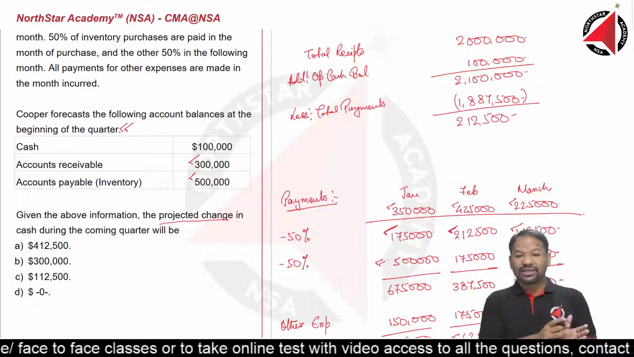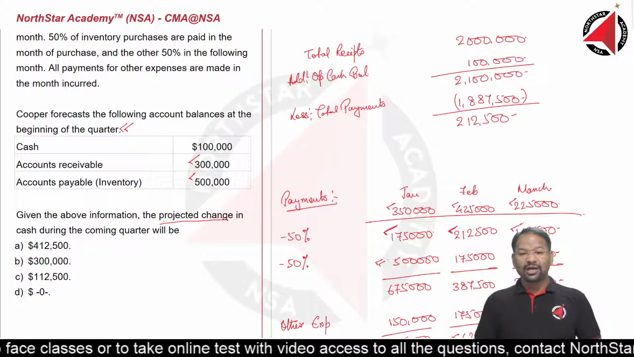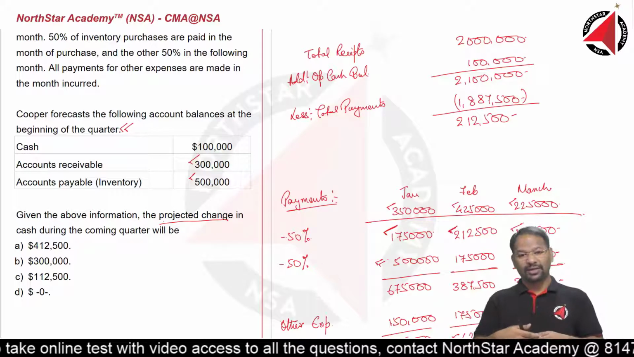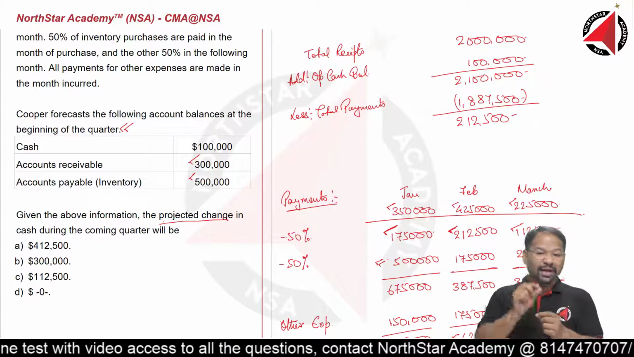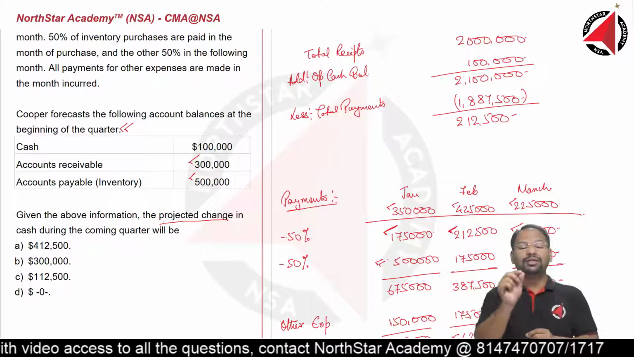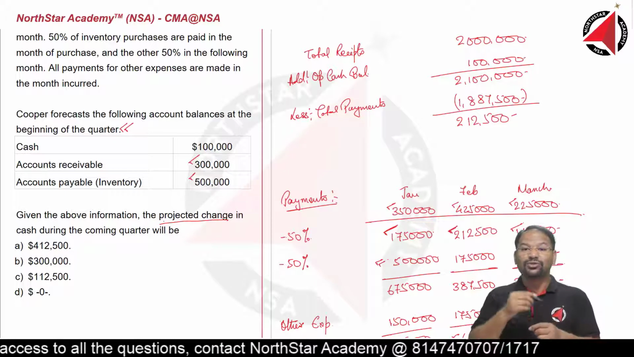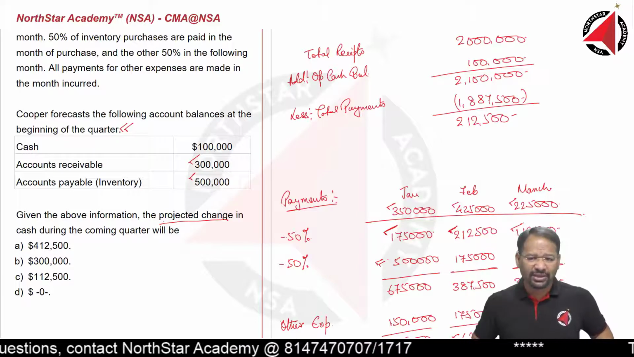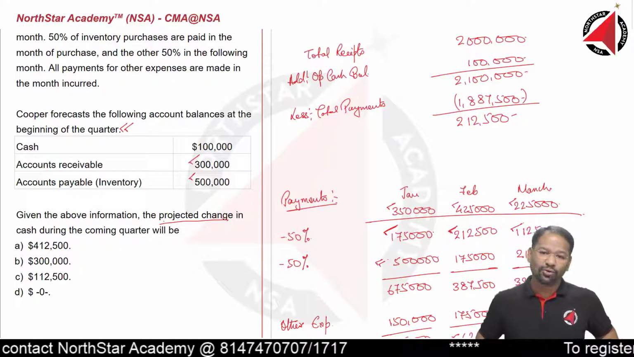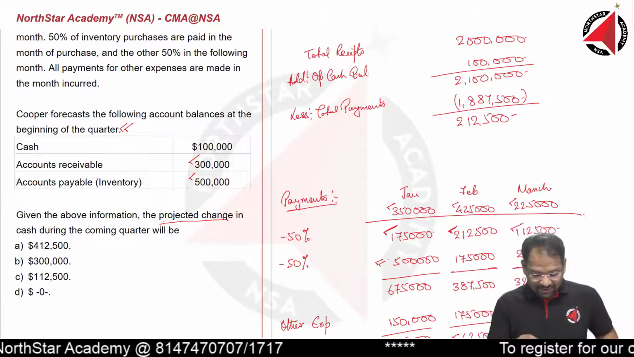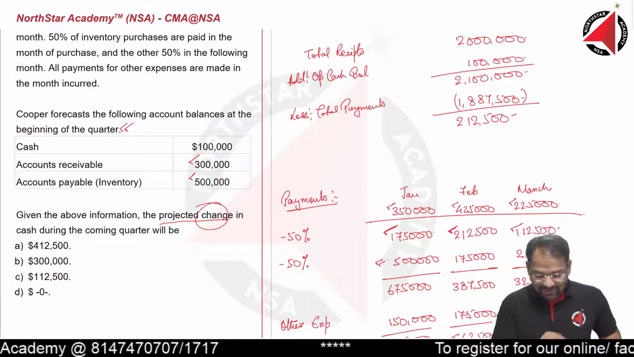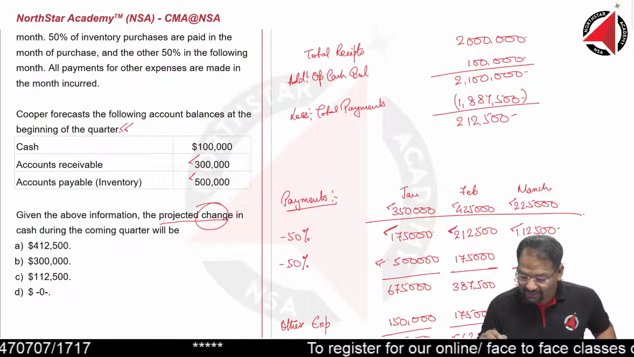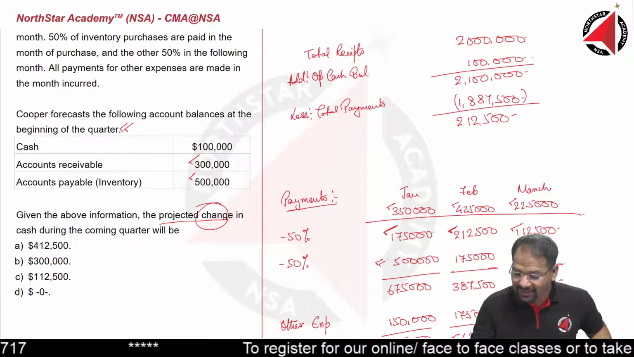It says projected change. Projected change means how much more change has happened during the current quarter. Has it increased? If it has increased, by how much? That by how much has to be mentioned, not increased to how much. Remember, if 212,500 was given in the option, most of us would go wrong. So here the question says projected change. It does not say projected balance.